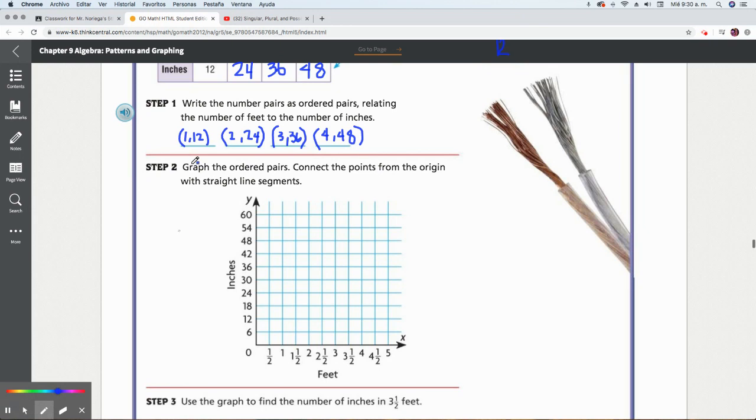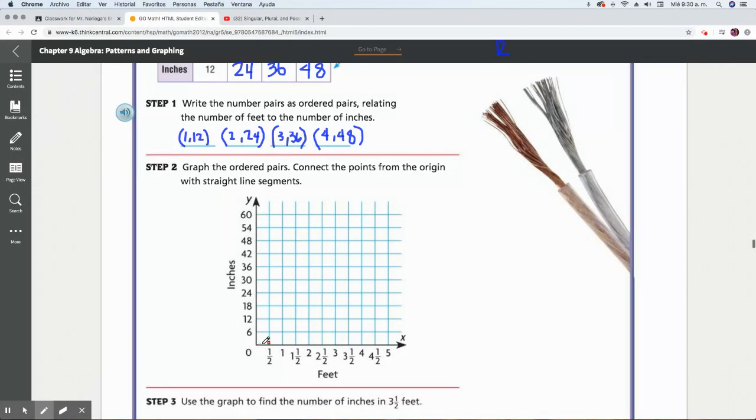Okay, so I'm going to get my first ordered pair and I'm going to graph my points. It's very important that before starting to graph your ordered pairs, you look at the numbers on the x-axis and on the y-axis. The first line represents 1/2, and then 1, 1.5, 2, 2.5, 3, 3.5, 4, 4.5. And the numbers on the y-axis are going by 6.